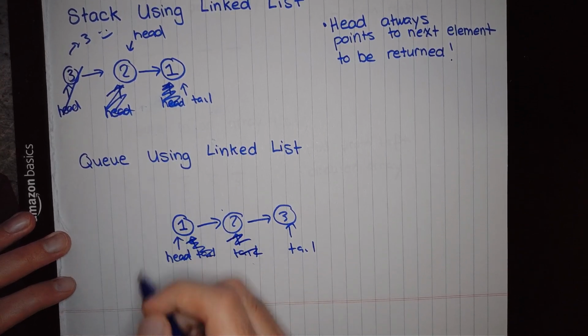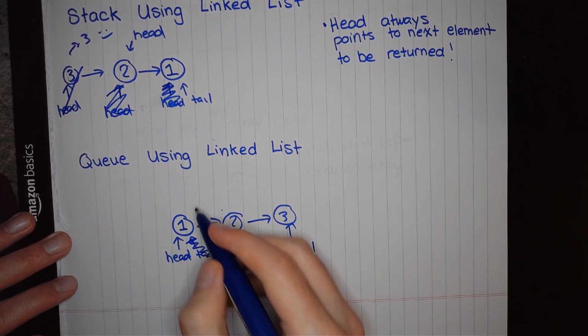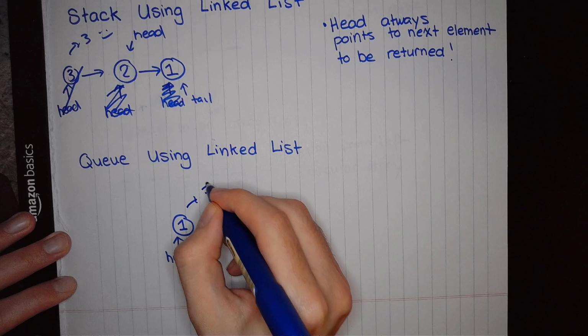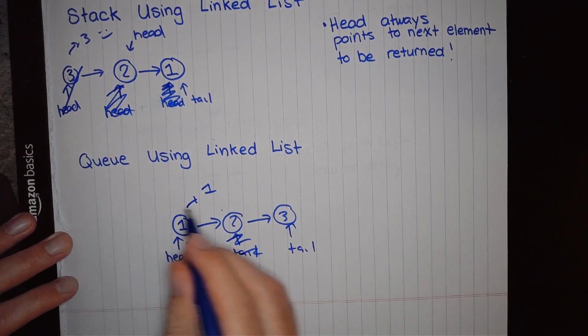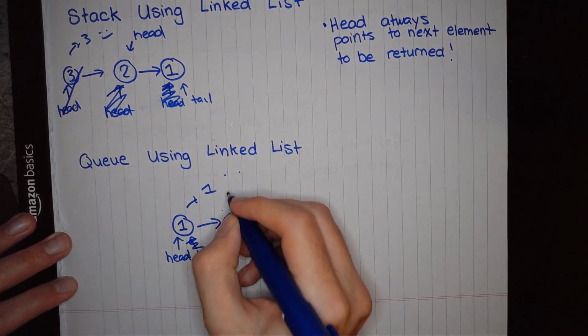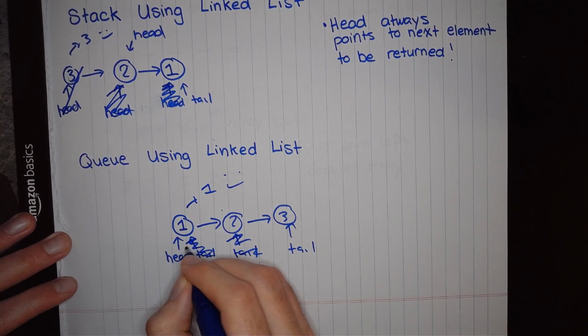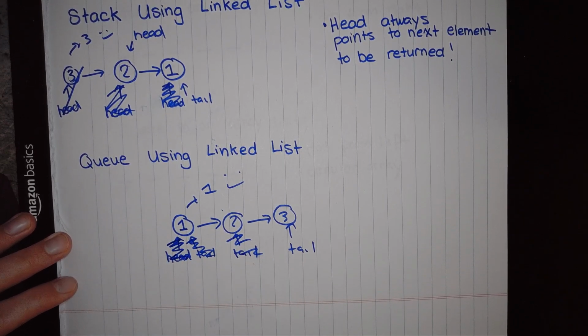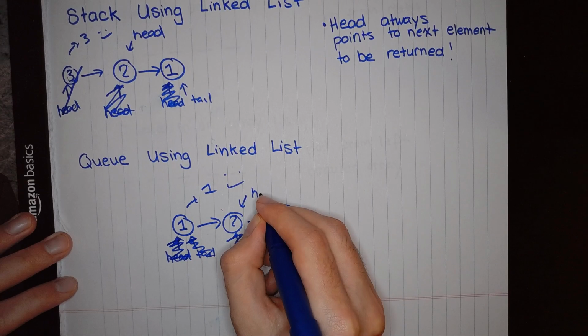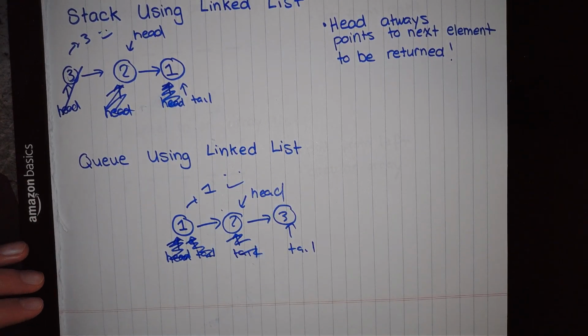Now, again, it's the same thing when I pull. I return the 1, right? This time I'm returning a 1 and not a 3 because it's the oldest element that gets returned, right? And I increment the head to point back to the 2, right? So that's how you implement a queue using a linked list.